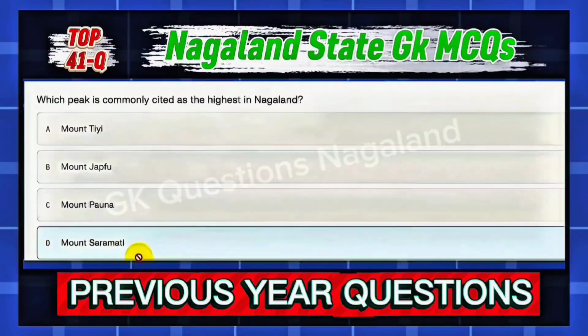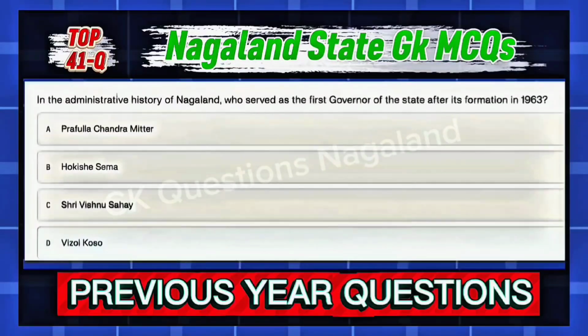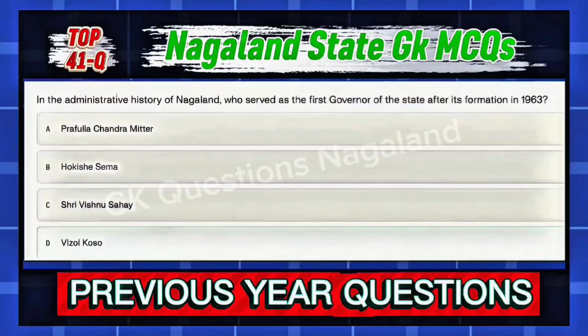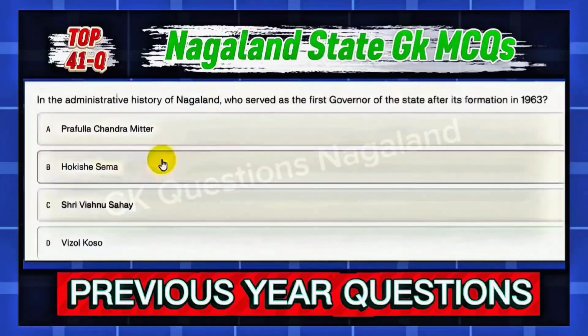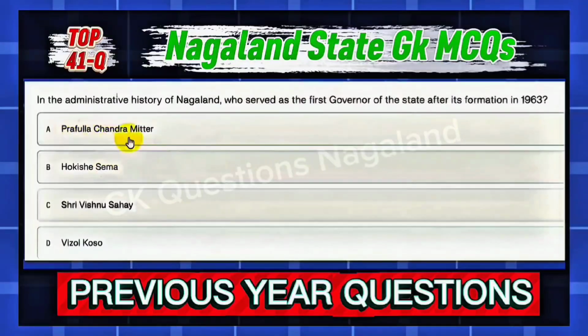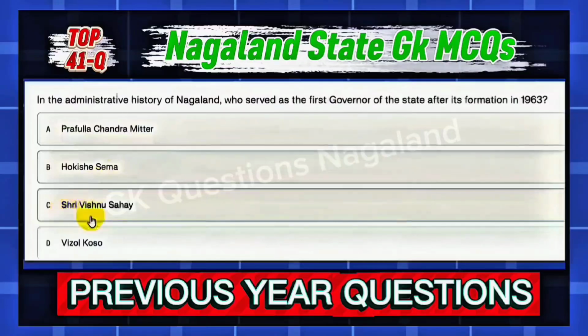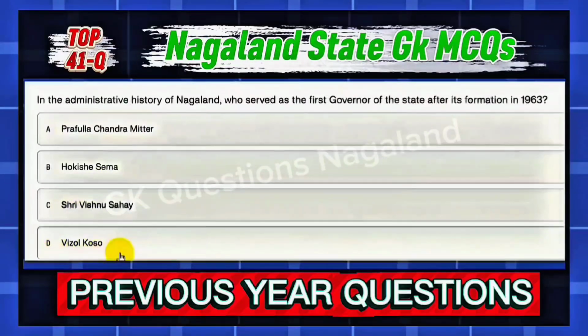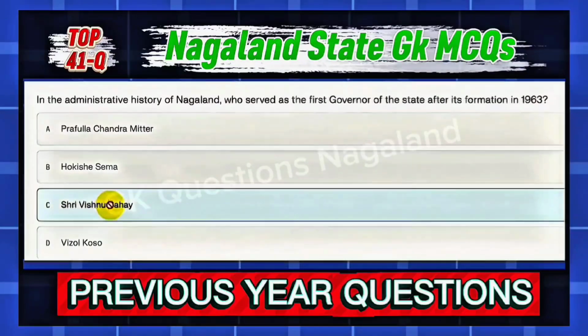Mount Saramati. Question 6. In the administrative history of Nagaland, who served as the first governor of the state after its formation in 1963? Options: A. Prafulla Chandra Mitter, B. Hokishe Sima, C. Sri Vishnu Sahai, D. Vizol Koso. The correct answer is C. Sri Vishnu Sahai.